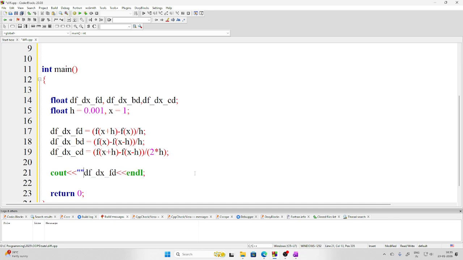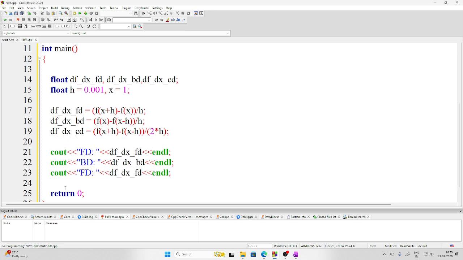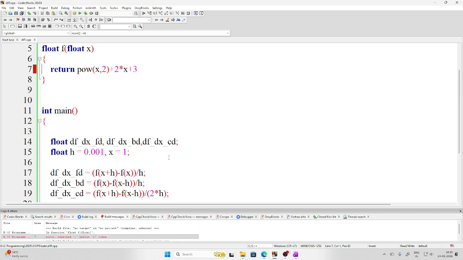Let us write forward difference also, and then we will be doing the same for the backward difference. The variable, I hope I have written it correctly. Yeah, it is backward difference now. And then the central difference. This is CD. So if you run this program, it is saying I have missed a semicolon.